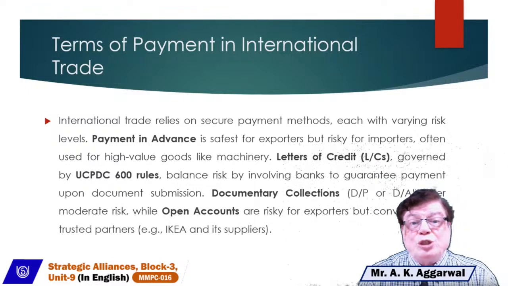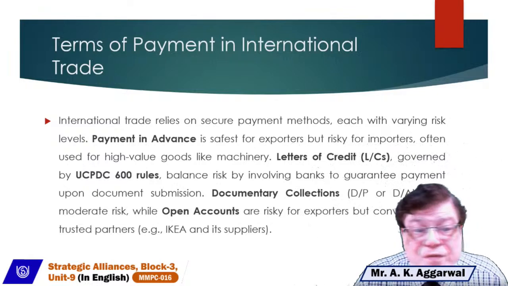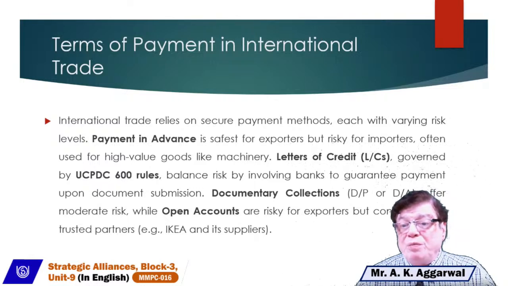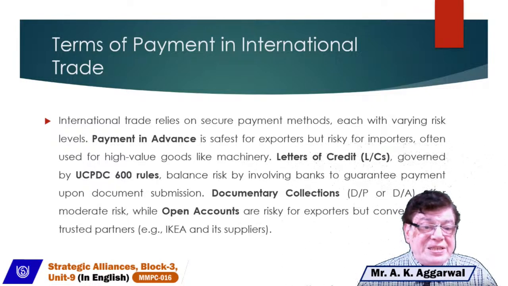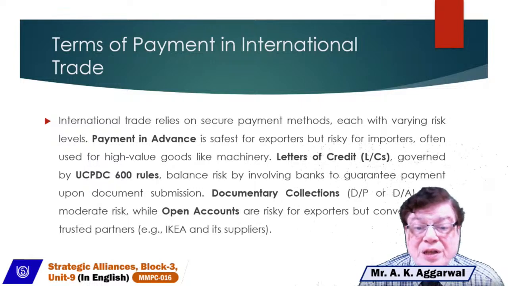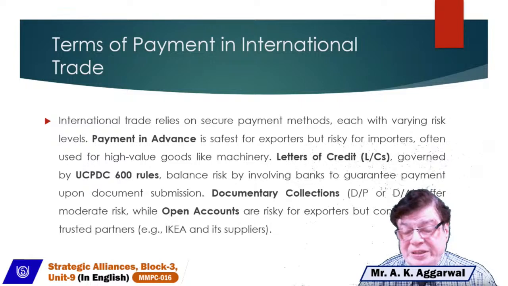Terms of payment in international trade. International trade relies on secure payment methods, each with varying risk levels. Payment in advance is safest for exporters but risky for importers, often used for high-value goods like machinery. Letters of credit: LC is governed by UCP DC 600 rules, which were revised recently. They balance risk by involving banks to guarantee payment upon document submission.